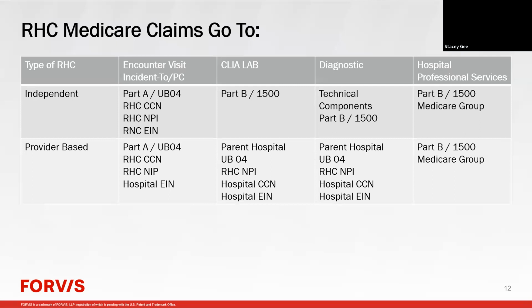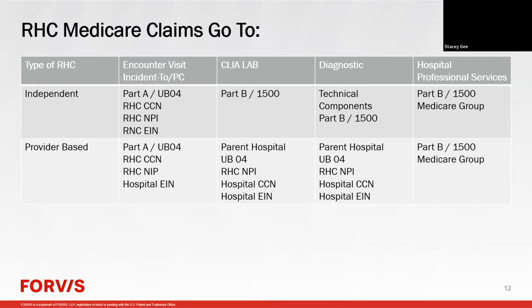For your CLIA lab services, those are going to be on a Part B CMS 1500 claim form. And then you can see as you go across the grid here what those different services look like, again based on if you're an independent or if you are a provider-based RHC. And this slide in particular is specific to Medicare.